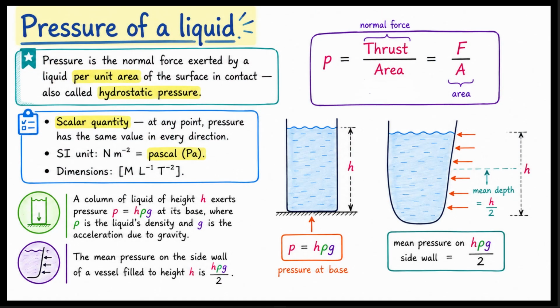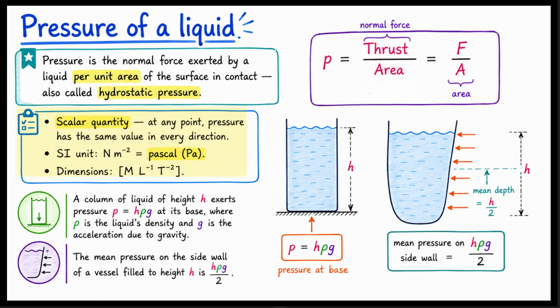Pressure, thrust per unit area. Pressure is just thrust divided by area, so it is the normal force a liquid exerts per unit area of the surface it touches. We also call this hydrostatic pressure when it comes from the weight of the liquid alone. The defining formula is P equals F over A. Three things about that formula are worth holding on to.